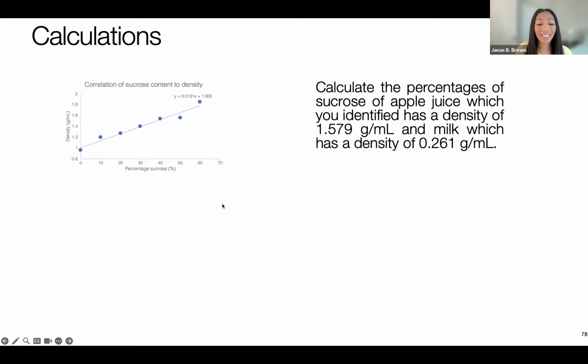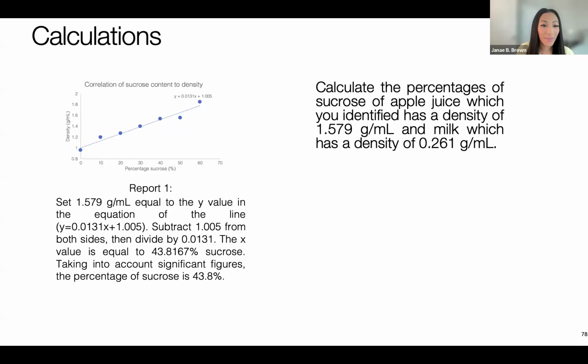And so taking a look at an example of this, we've got a graph to the left here. And sometimes your data sheets and your workup involves creating graphs. So the prompt here is to calculate the percentages of sucrose of apple juice, which you identified has a density of 1.579 grams per milliliter, and milk, which has a density of 0.261 grams per milliliter. So in one report, maybe a student indicates you set 1.579 grams per milliliter equal to the Y value in the equation of the line, and the equation is listed here.